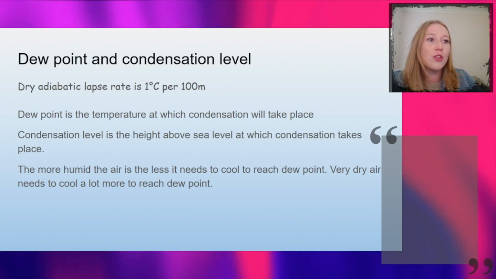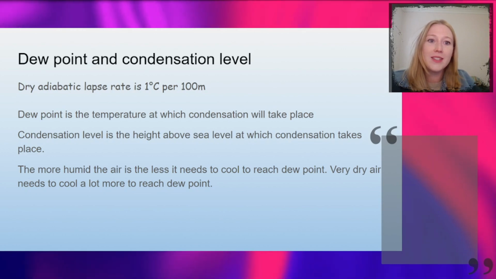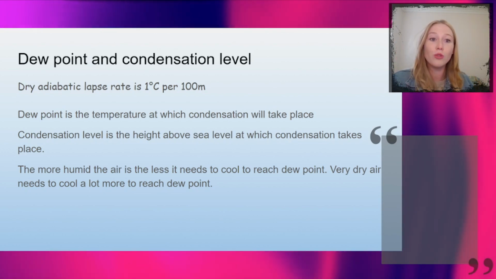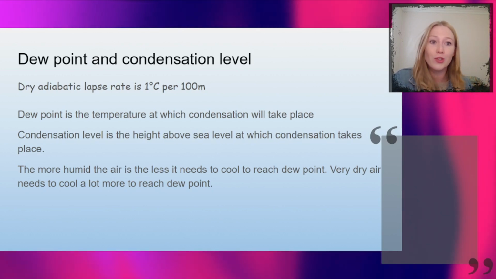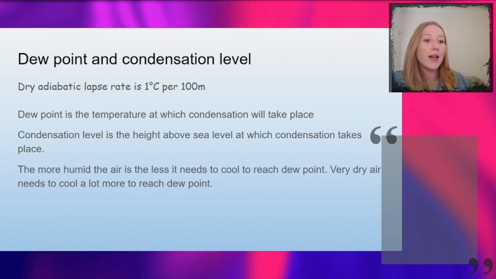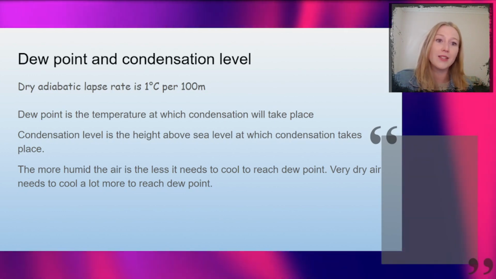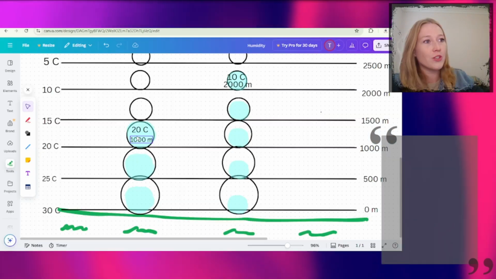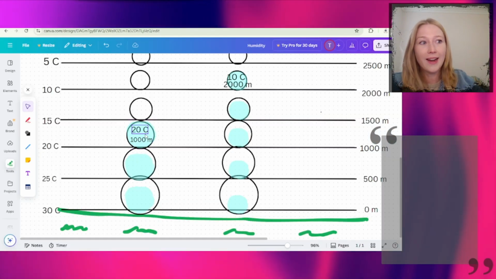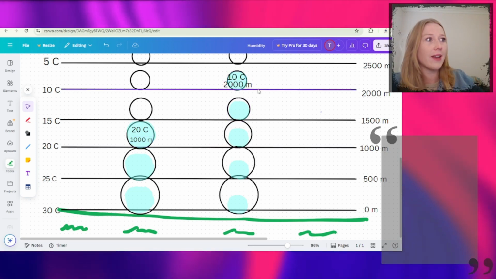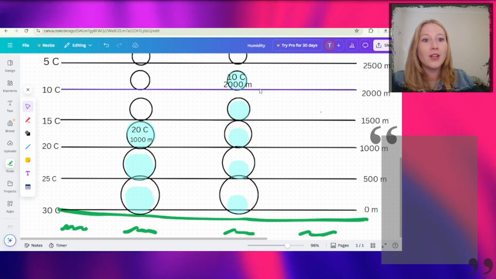So naturally, the more water vapor that is in the air already, the less it needs to rise and cool before it reaches this 100%. But if it's quite dry, it needs to rise a lot before it reaches dew point temperature. So over here, we would see a cloud forming on this layer, and then over here, we would see a cloud forming on that layer.